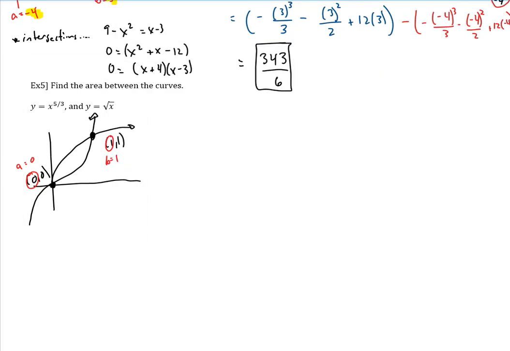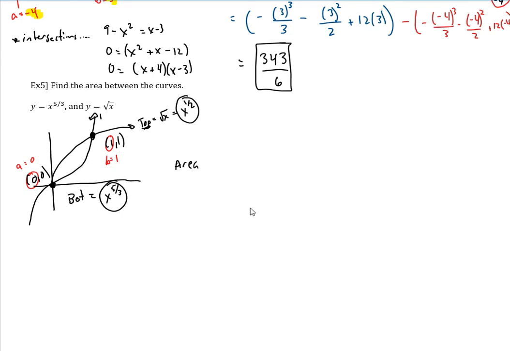Okay, so let's label that. Okay, so the top equals the square root of x, but probably better to just go ahead and rewrite it as a half power. Okay, so there's the top. And then our bottom one here, I'm gonna put it down here. Bottom equals the x to the 5/3. Okay, so I have them labeled top, bottom, and then now let's set it up.